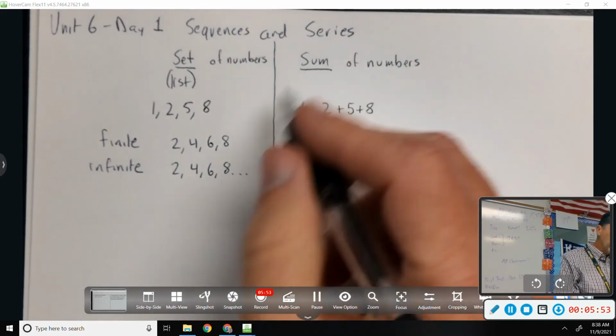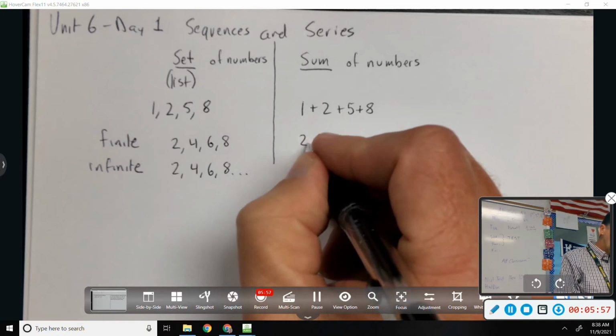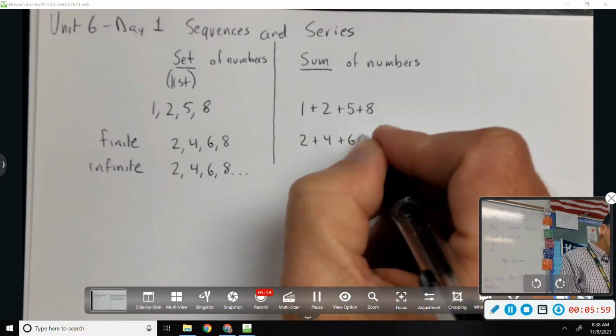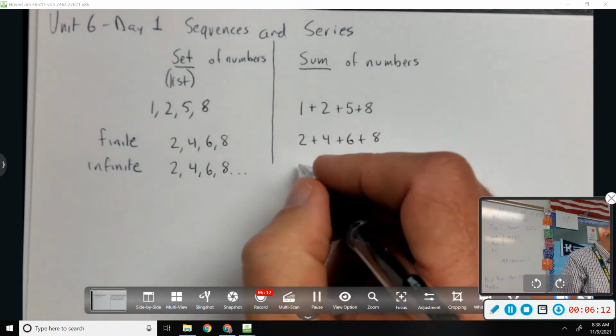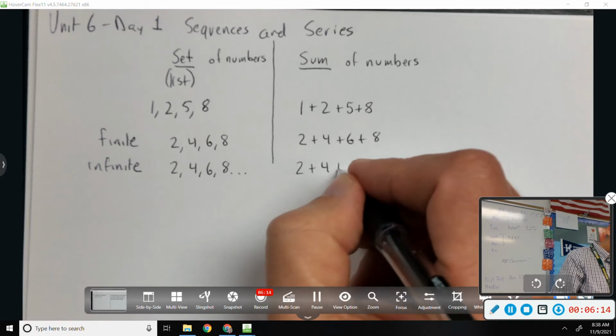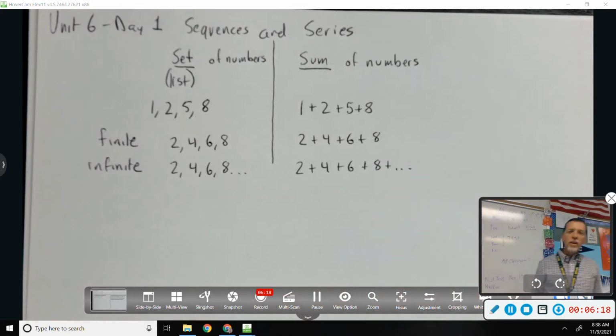You can also have a finite sum and an infinite sum. So this could be 2 plus 4 plus 6 plus 8, stop. That would have an easy answer, actually. That would be 20, but we'll leave it alone for now. What about 2 plus 4 plus 6 plus 8 plus and so on? That would equal infinity.